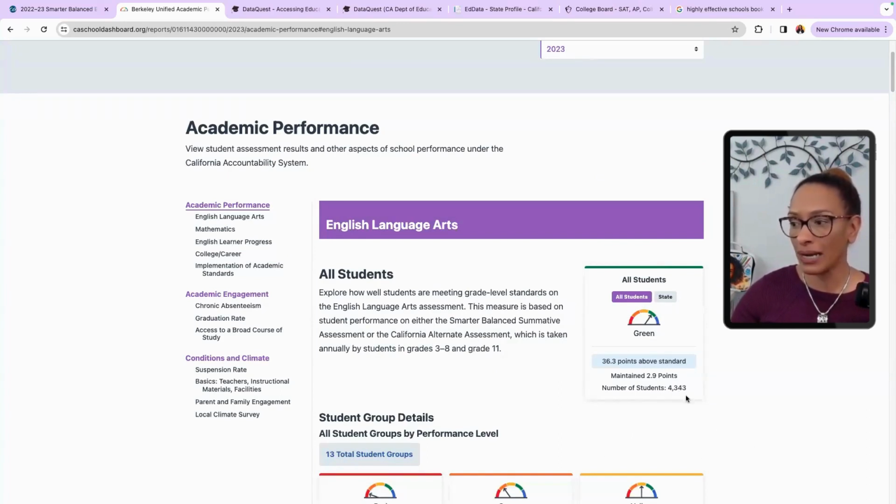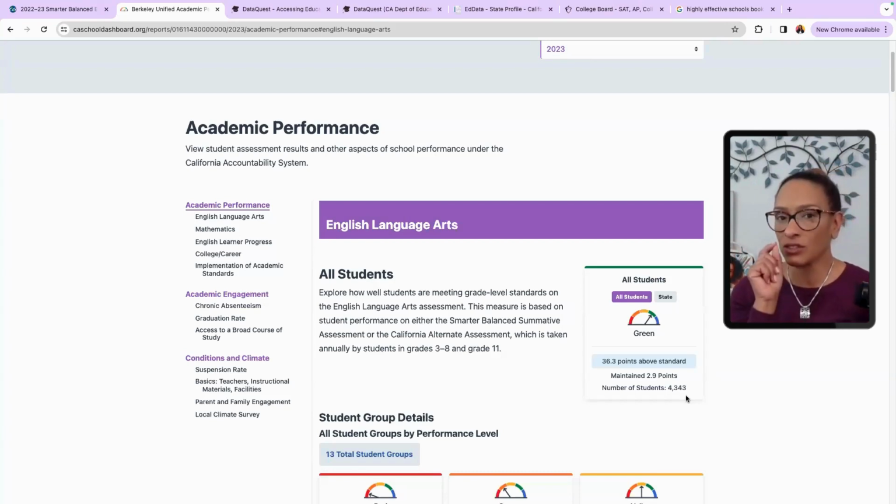So all students, out of all these students that took the assessment, because remember, it's 3rd through 8th grade and 1 grade in high school, 11th grade. So that means this is comparable data. So we're probably not using 3rd grade because there's really not comparable data. But we're looking at comparable data as a whole.